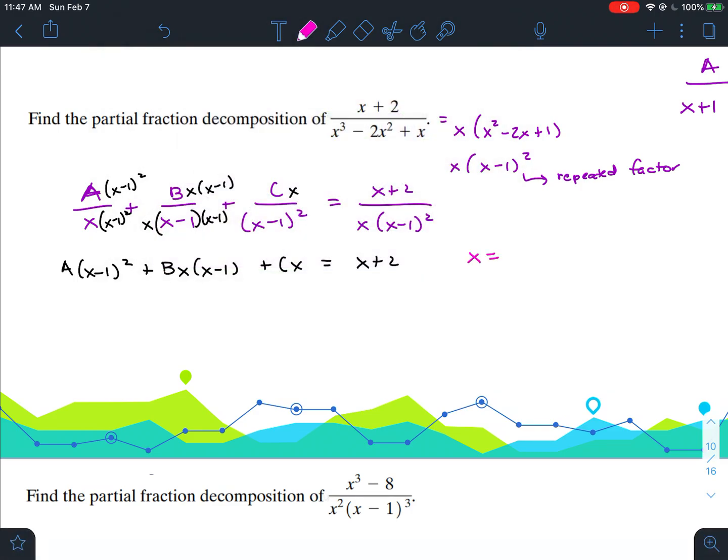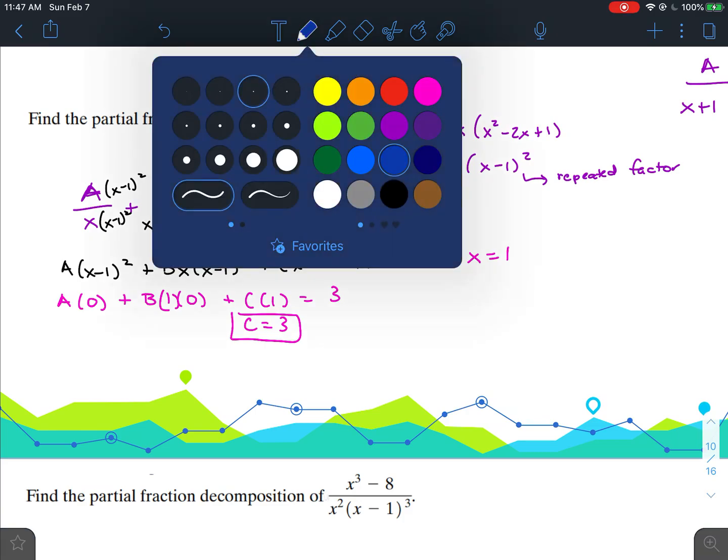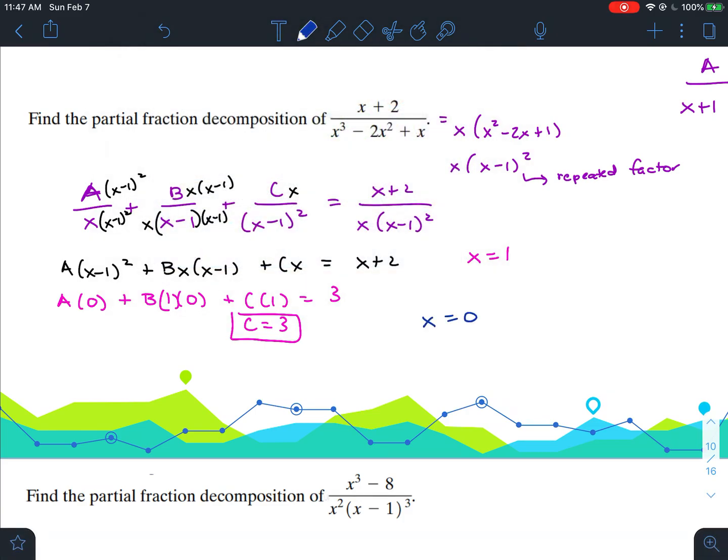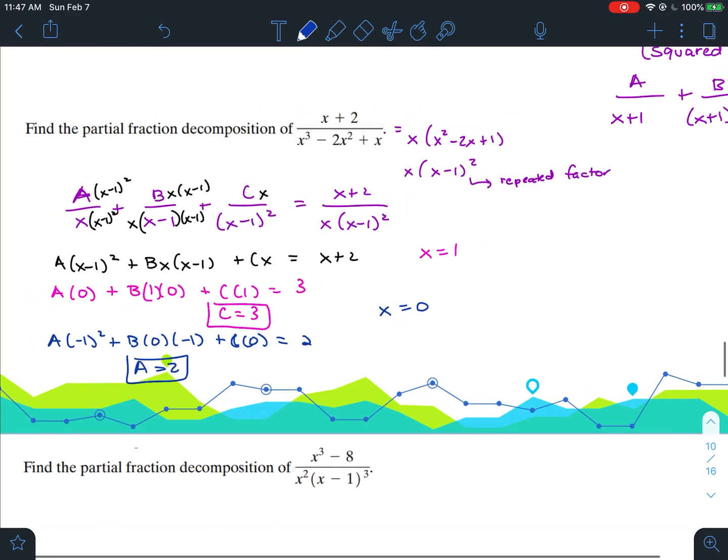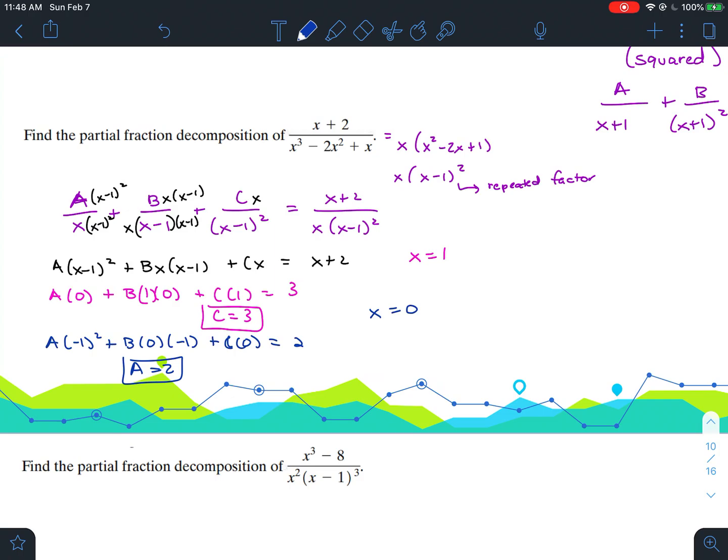Now let's be creative on what our x is going to equal. Let's let x be equal to 1. So this would be A times 0 plus B times 1 times 0 plus C times 1 is going to equal 3. So C is equal to 3. And then let's let x be 0. So if x is 0, we get A times negative 1 squared plus B times 0 times negative 1 plus C times 0 equals 2. So I get A equals 2.